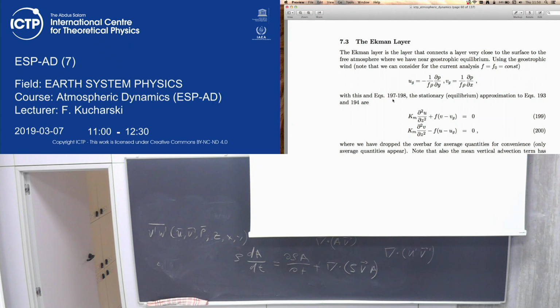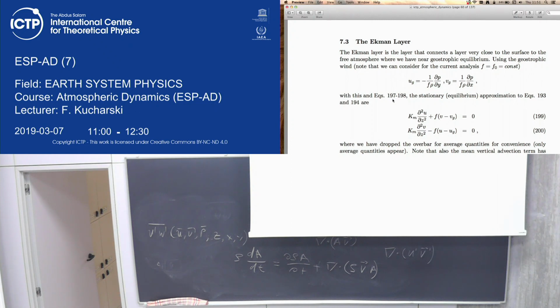So what we want to do is replace our pressure gradient force by the geostrophic wind that we can measure in the upper layers. The geostrophic wind is just the wind that you can measure at the top of our boundary layer. We assume that's in geostrophic balance. So we can simply get rid of this pressure gradient force and write the equations in this form.